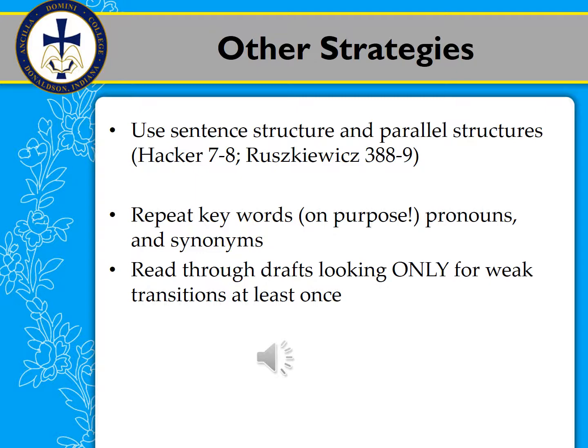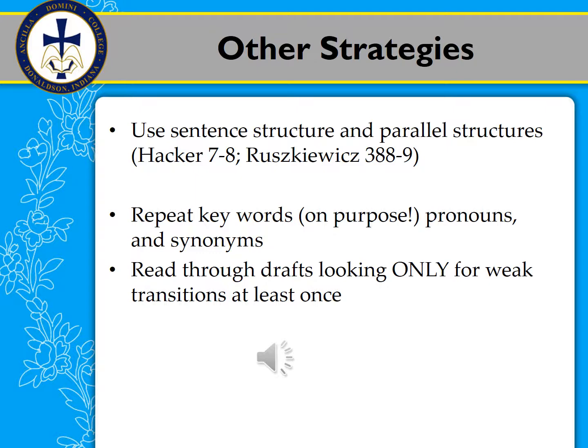You can use sentence structure and parallel structures, and you can look at some examples in the Hacker book there, or in the How to Write Anything on how to actually do this. And there they're repeating some key words, which we'll get to next on our slide here about repeating keywords on purpose, but they're also using the there is, it is as their first sentences for their paragraph.